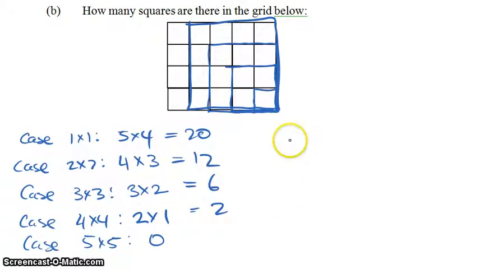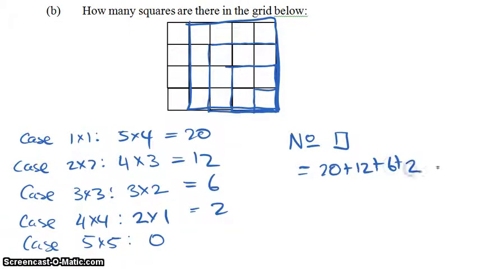So the total number of squares is going to be 20 plus 12 plus 6 plus 2 minus away 4, because there are 4 squares that use the bottom right hand fake square. And so that gives us as our final answer 36.